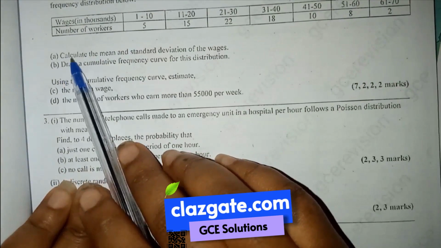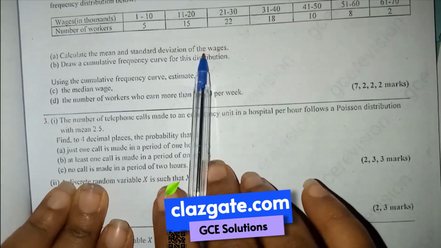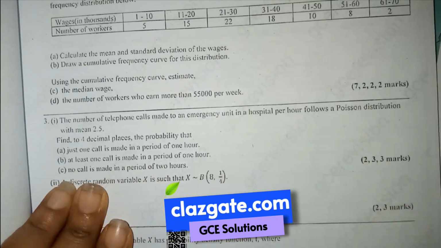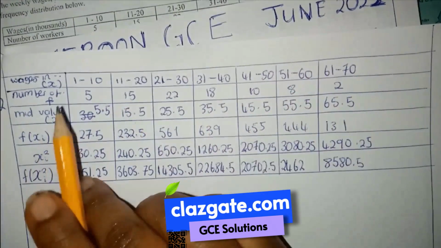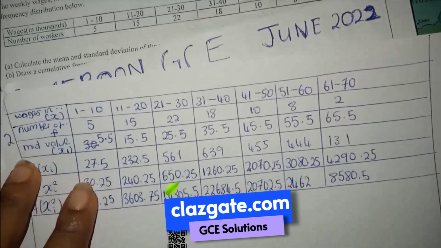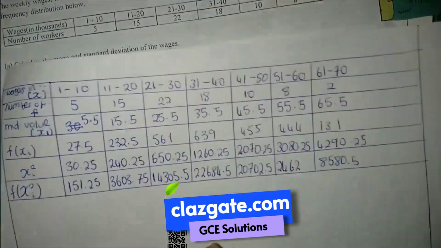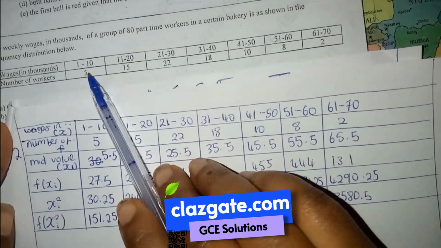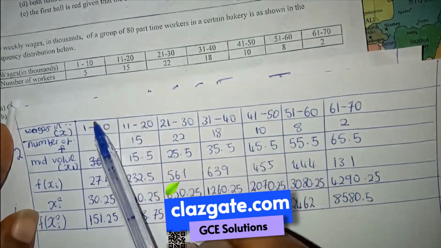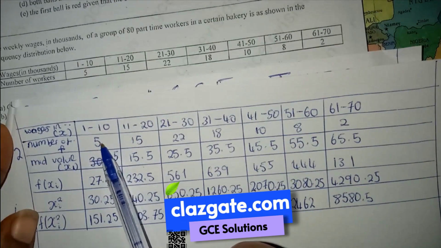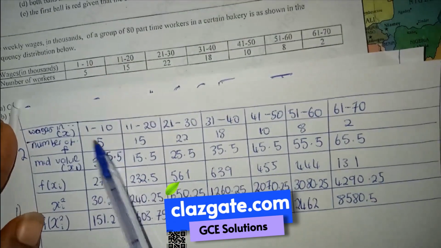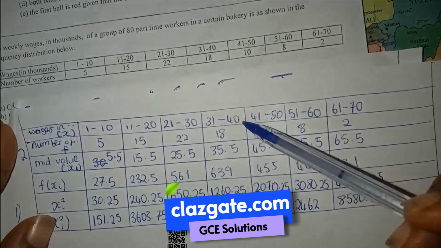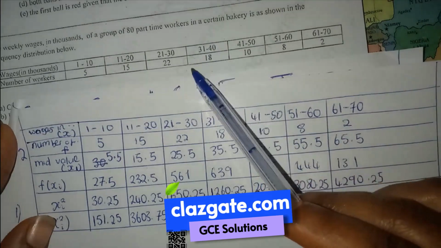What are we asked to do? We're asked to calculate the mean and standard deviation of the wages, and then B, draw the cumulative frequency curve for this distribution. When you are given this kind of question, this is what you do. I've drawn just the first two columns, which are the same as the question: from 1 to 10 with 5 workers, then 11 to 20 with 15. These first two rows are an exact replica of the question.